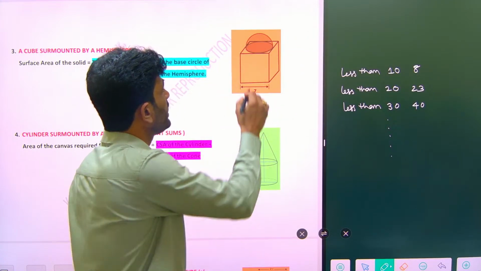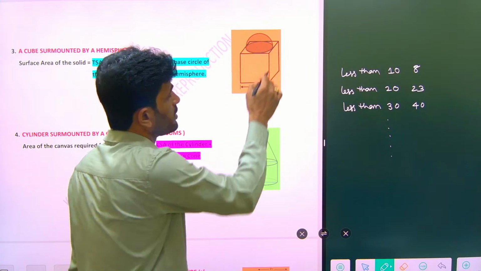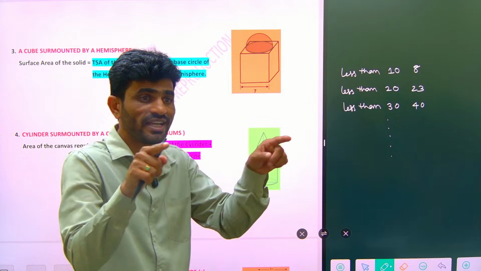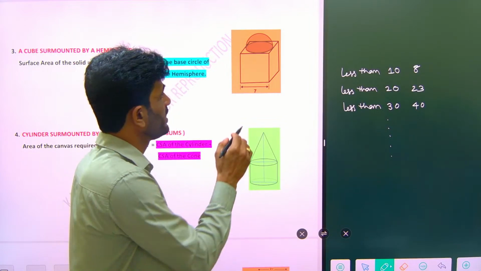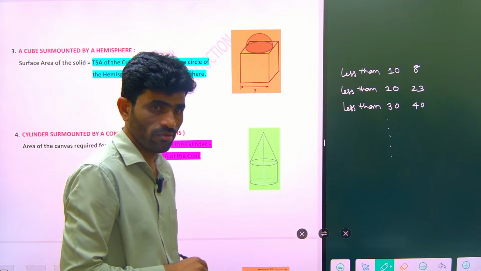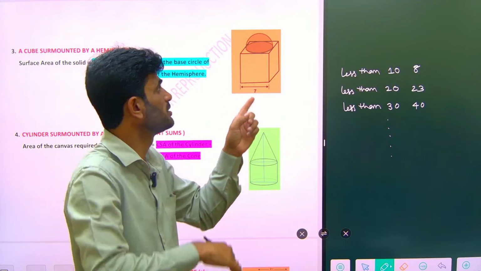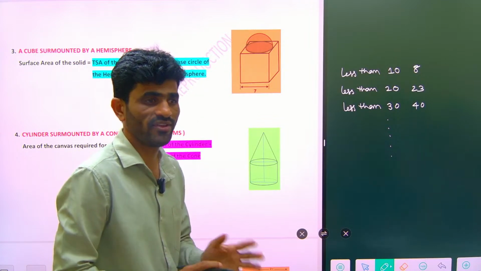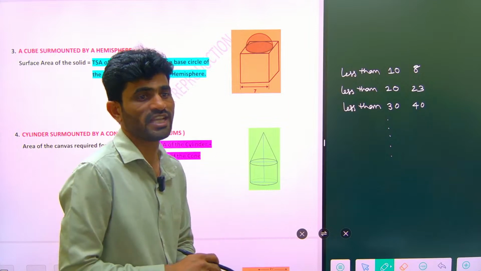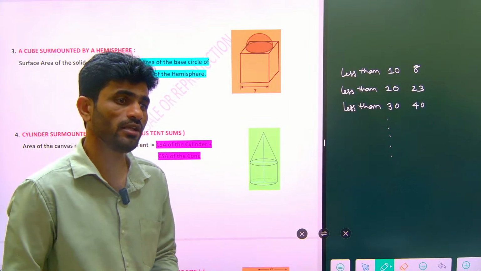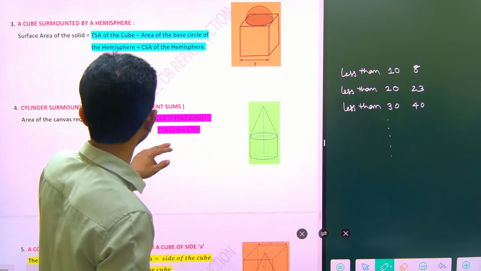What is exposing outside? CSA of hemisphere is exposing outside, and these corners. Already corners are coming because you have taken TSA. From TSA only one circle you are removing. So here, TSA of cube minus area of circle plus CSA of hemisphere. Surface area will be a little confusing. You have to be careful which areas are being exposed outside. But volume directly, volume of cube plus volume of hemisphere. Volumes directly we can find out.